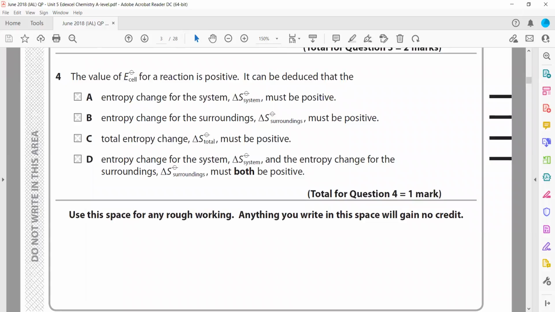In question 4, the electrode potential of a cell for a reaction is positive, so what can be deduced? If the electrode potential for a cell is positive, the reaction is feasible. If a reaction is spontaneous or feasible, the total entropy change should be positive. So it's not about the system, not about the surroundings. It is about the total.